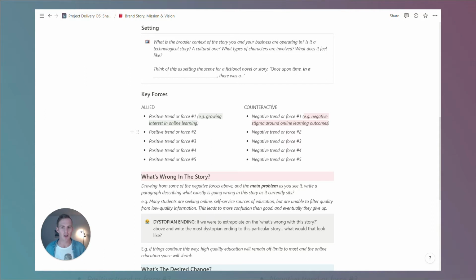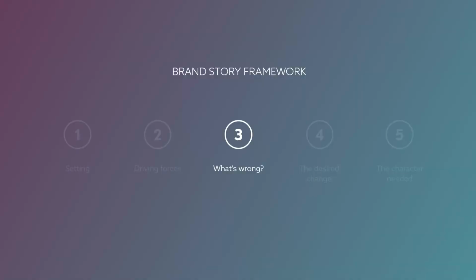So again, you can list any kind of cultural, any technological forces at play, and again, this is pre-us, this is pre our business stepping into the equation and just kind of looking at things, getting a feel for the lay of the land, as they say, and just identifying what are the key forces on either side.